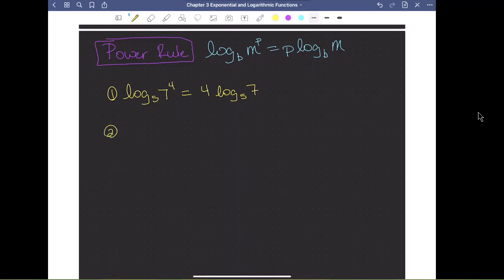Throwing out a fancy problem, we could have the natural log of the square root of x, right? So we need to be able to write our square root as a power, and that would be natural log of x raised to the 1/2. And then now using the power rule, we can pull the 1/2 out to the front and get 1/2 natural log of x.